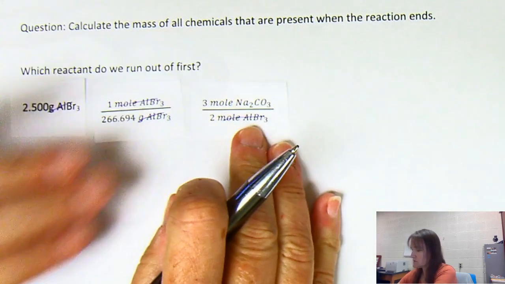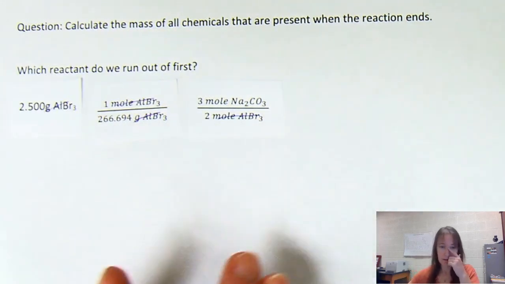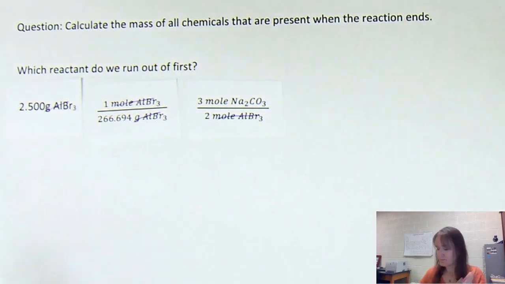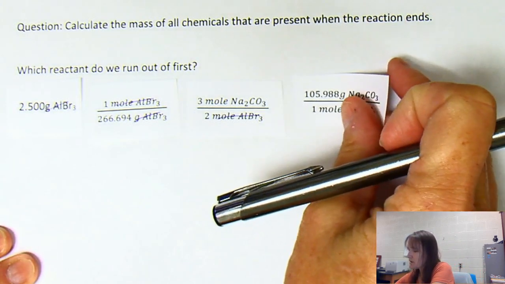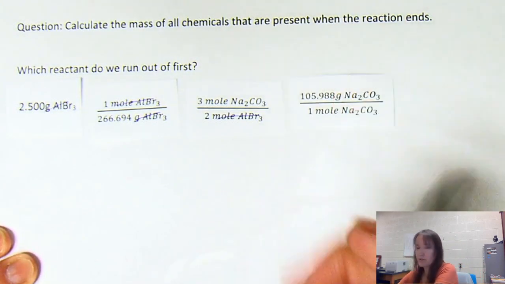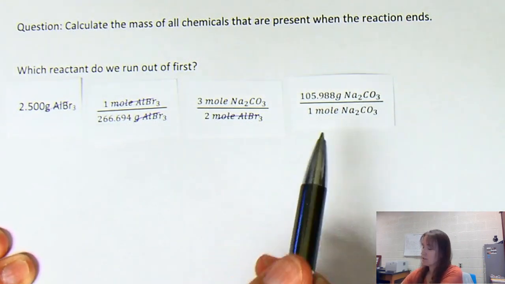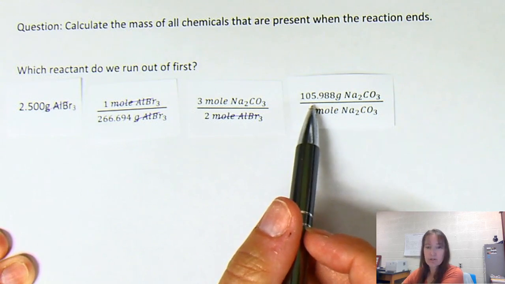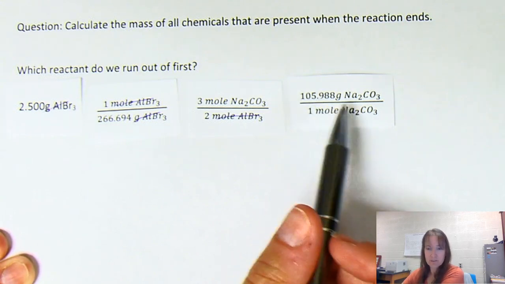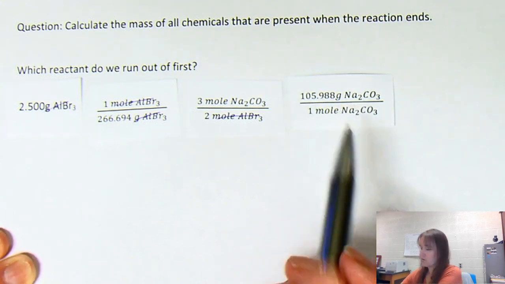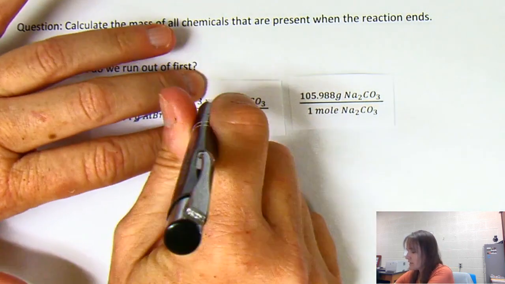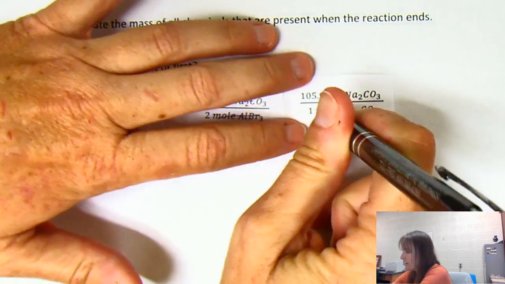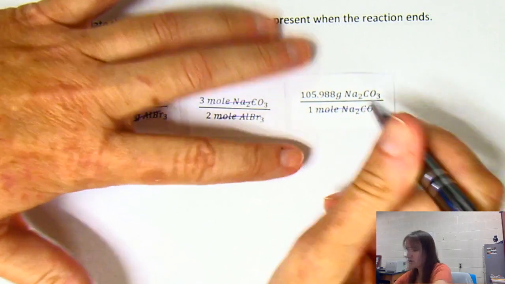And that gives me moles of sodium carbonate. But we need to have how much sodium carbonate grams we're going to be using. So to get to grams, we use the molar mass of a chemical. So the molar mass of sodium carbonate, 105.988 grams of sodium carbonate, is the same thing as 1 mole. So we're going to cancel out moles, and that would give us grams.